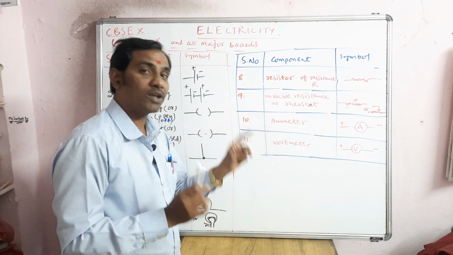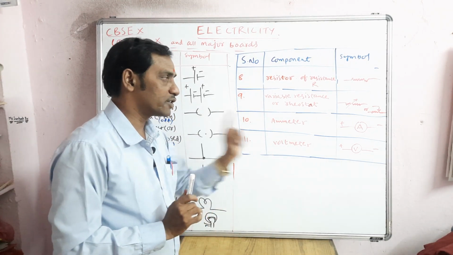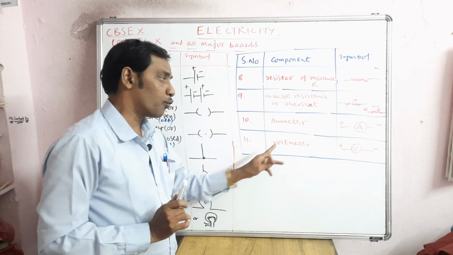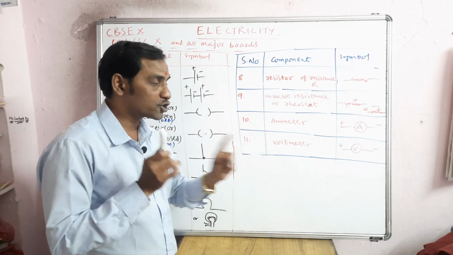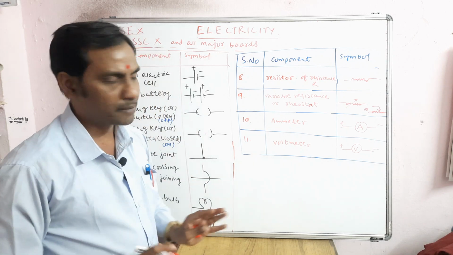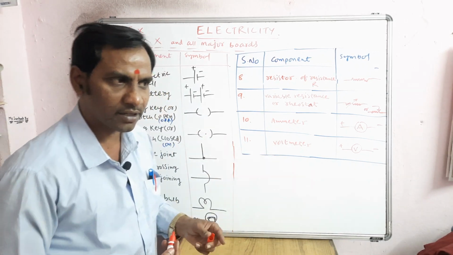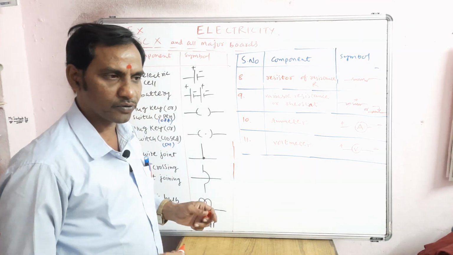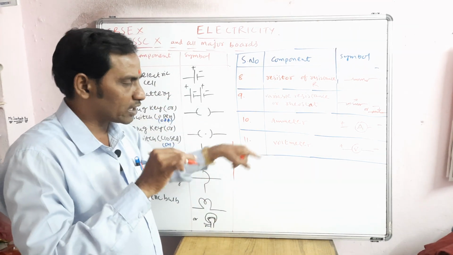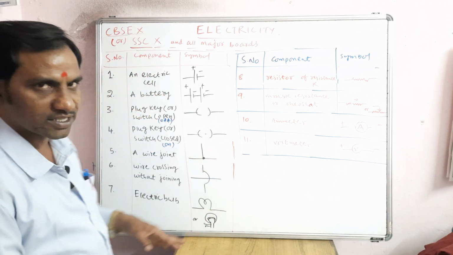And an ammeter is a device which should be connected in series, and it will measure the current. It should be connected in series in the circuit. Okay, a voltmeter will measure the potential difference, and it should be connected in parallel to whatever appliance you are using, like a bulb, or any wire like a heating element such as nichrome wire. To that wire you have to connect it in parallel. Okay, so this is about the symbols. Now we will go to the next.